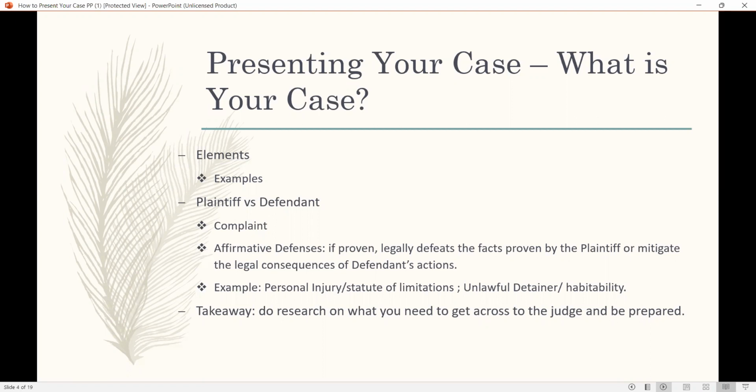So the main takeaway here is you want to do your research on what it is that you need to get across to the judge and be prepared. A recommendation that I have is maybe draw up a chart with 2 columns, and in column number 1, maybe bullet point or number your elements or your main points. And then to the right of each one of those points, maybe jot down some questions you want to ask of the witness or witnesses, or write down the evidence that you have, photographs, letters, text messages, in order to support that claim. And we will get into evidence and exhibits in the next slide.